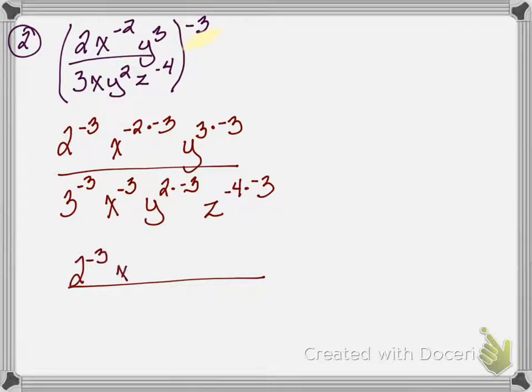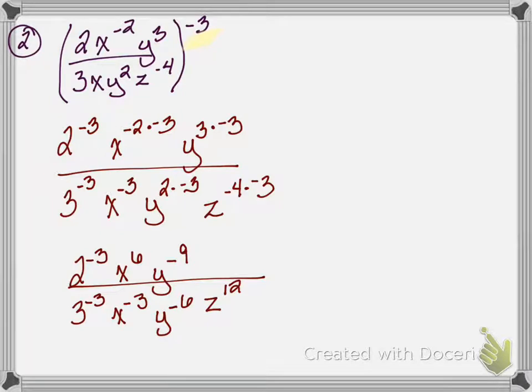Then I have x to the 6th, because the negative 2 times negative 3 is positive 6. Then I have y to the negative 9. Okay, 3 to the negative 3, x to the negative 3. Then I have y to the negative 6, because 2 times negative 3 is negative 6. And then I have z to the positive 12.